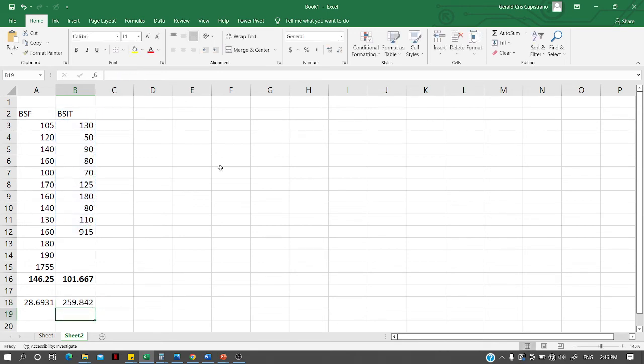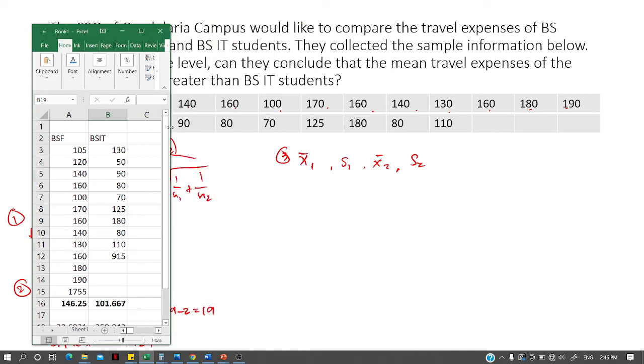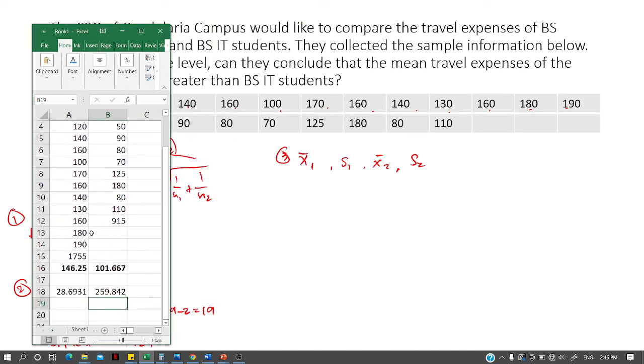Okay. So as we can see here, class, we now have values that we can use. We have the mean, which is equal to 146. So that is our first sample mean. And it has a standard deviation of 28.69. Then, why is it so big? Oh, because that was included. Then we have a standard deviation of 39.21 for the second, BSIT, and its mean is 101. So let's test it for our hypothesis.